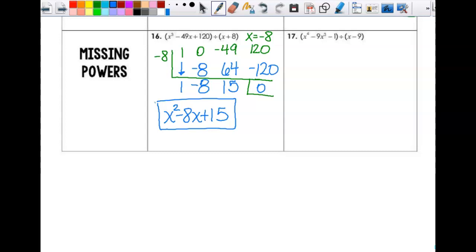Okay, then let's look at 17. Do I have any missing terms in 17? Yes, because it's a 4th degree, so there are 5 terms that I should have. There's only 3. So what goes on the outside here? 9. So then I start with the 1 that goes with the 4, and then negative 9, a 0 for the x squared, a 0 for the x, and then a negative 1. You go ahead and do that one.